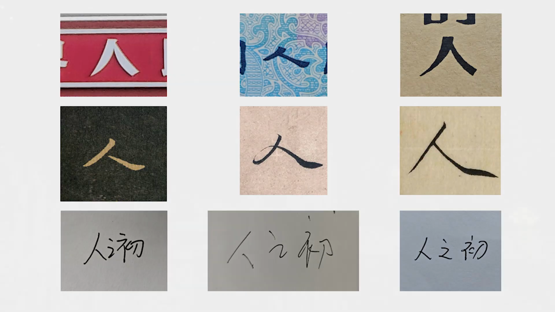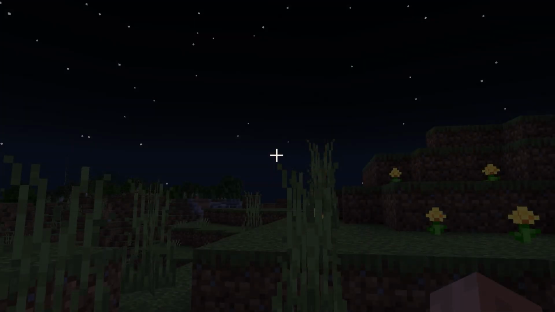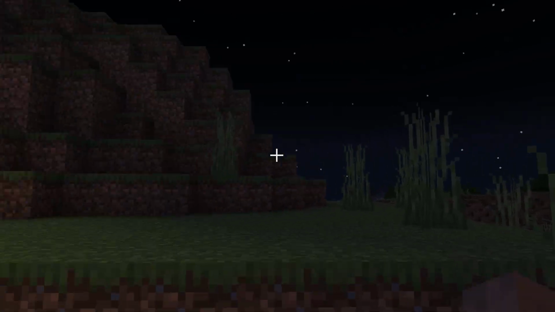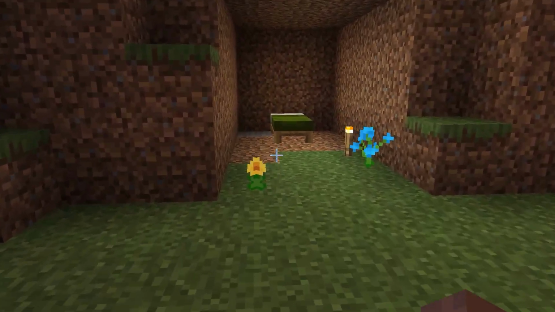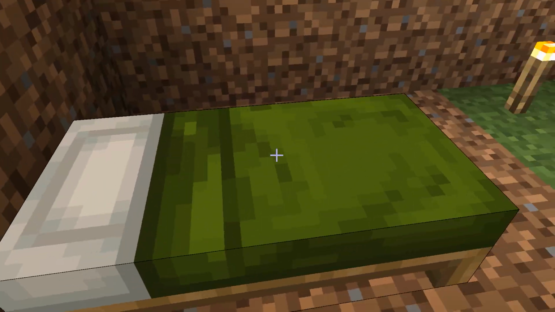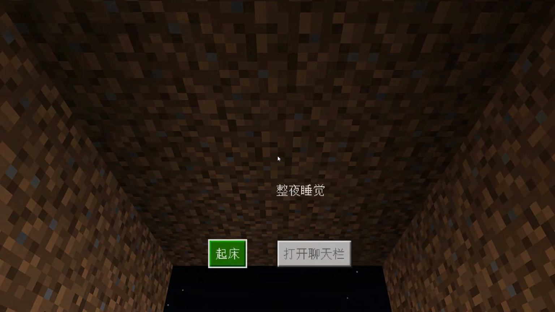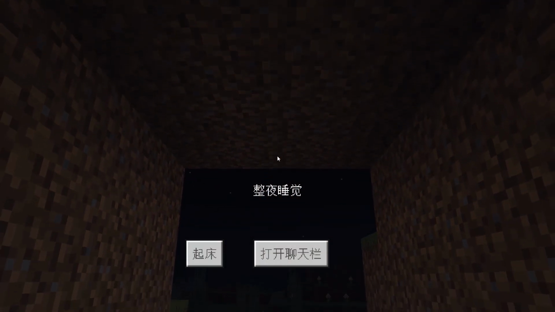Okay, in today's video, we learned our first Chinese character, 人. It's getting dark, and it's time for bed. In the next video, we'll continue to observe nature and invent Chinese characters.